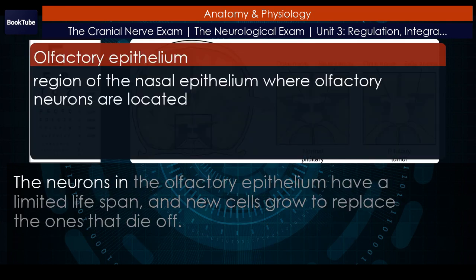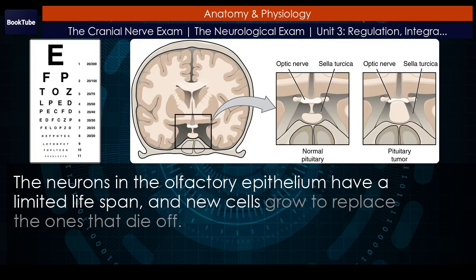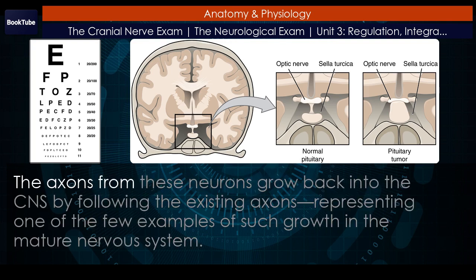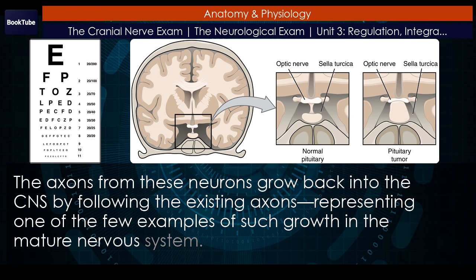The neurons in the olfactory epithelium have a limited lifespan, and new cells grow to replace the ones that die off. The axons from these neurons grow back into the CNS by following the existing axons, representing one of the few examples of such growth in the mature nervous system.